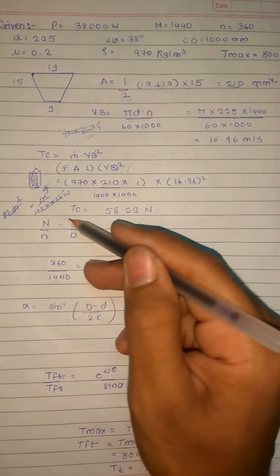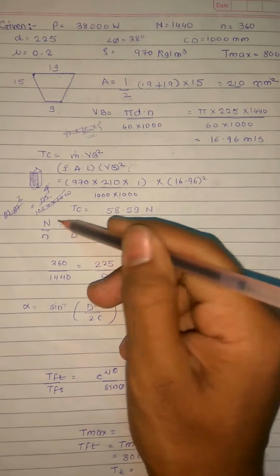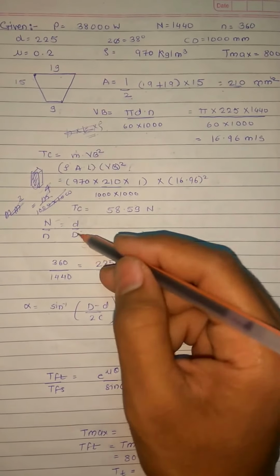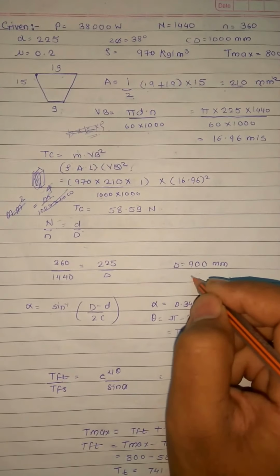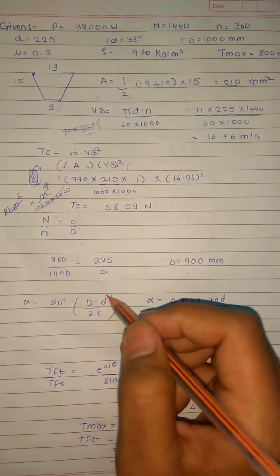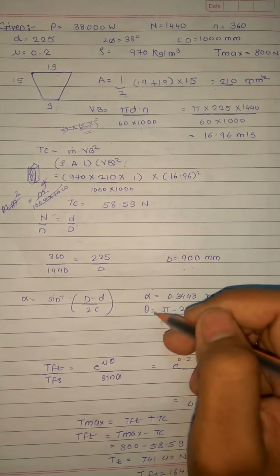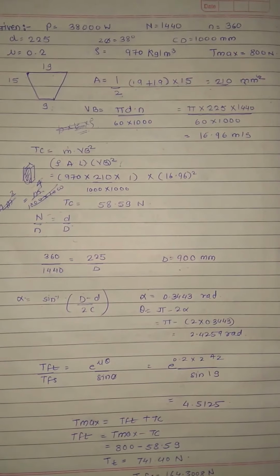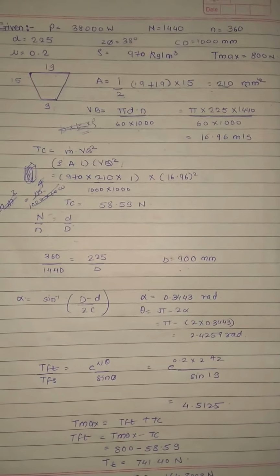So N upon N is equal to D upon D, that is inverse gear ratio. We get the capital D, which is 900 mm. Simple. We have alpha, that is sin inverse (D minus d) by 2C. Alpha is there. We get theta as pi minus 2 alpha. Always in radian, do not forget.